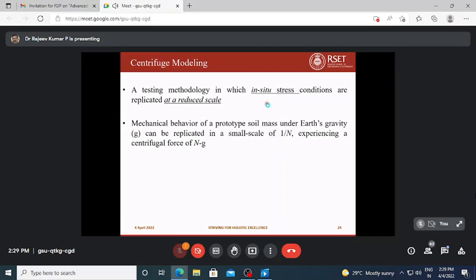A scaled down model can be spun in the geotechnical centrifuge, and it is accelerated to a certain gravity level. At 1G level, you get 1G prototype condition, but if you simulate a model at a higher acceleration level, you can simulate any field conditions. This is what the centrifuge modeling principle is.